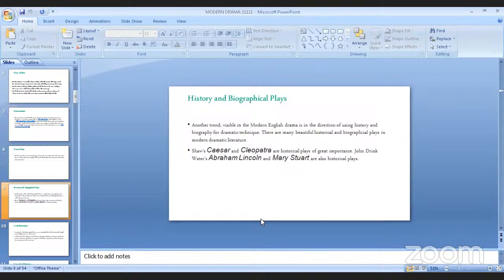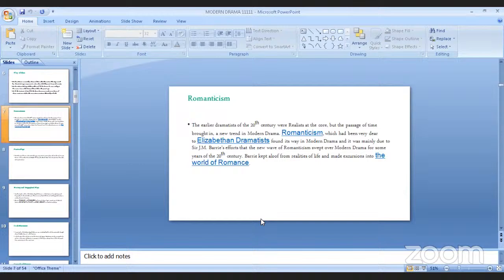So basically, the earlier dramatists of the 20th century were realists at the core, but the passage of time brought a new trend in modern drama. Romanticism, which had been very clear to Elizabethan dramatists, found its way into modern drama, and it was mainly due to Sir J.M. Barrie's effort that the new wave of romanticism swept over modern drama for some years of the 20th century.